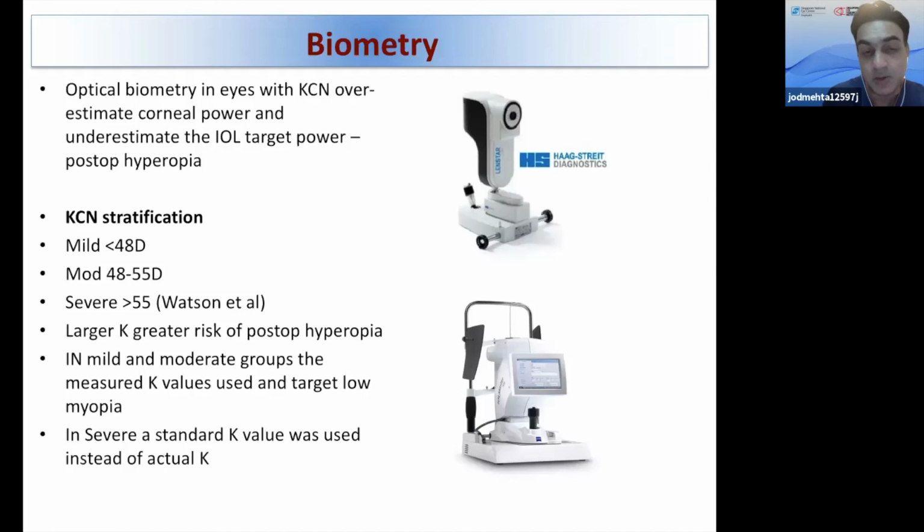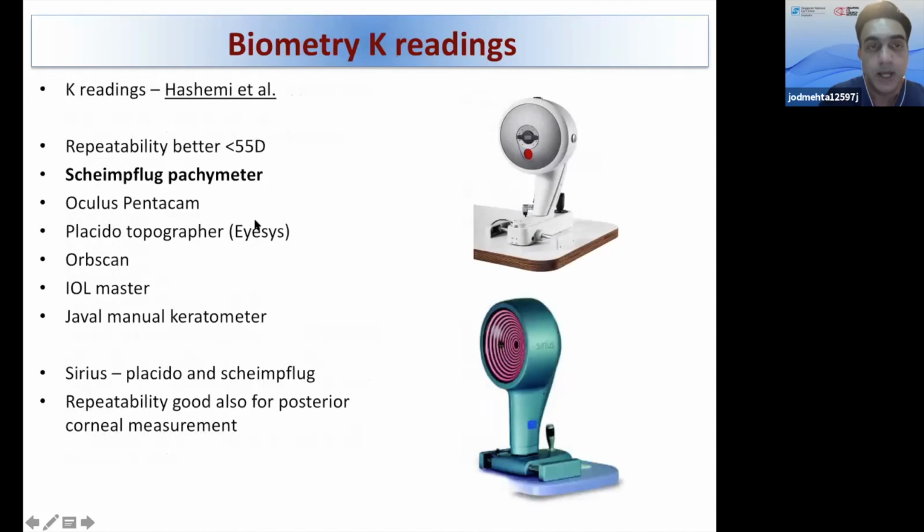Mild to moderate cases seem to be more accurate. Likewise, the biometry seems to be more accurate in those cases compared to the more severe cases, which are over 55 diopters. What's the best topographer?